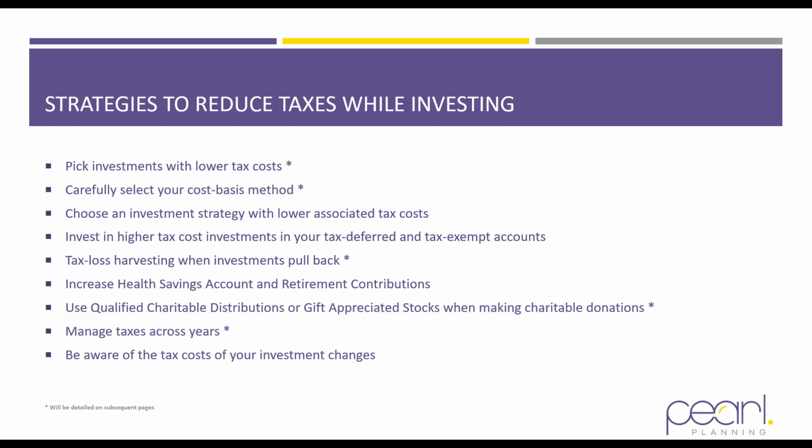The number one thing you can think about when you're investing in a taxable account is to pick investments that typically would have a lower tax cost, and that could happen because of the types of investments that you choose. We showed you tax characteristics earlier of different types of investments. You may also want to select your cost basis method, which I'm going to talk about more, which is just low-hanging fruit in terms of the way that your account is established so that tax decisions can be made better.